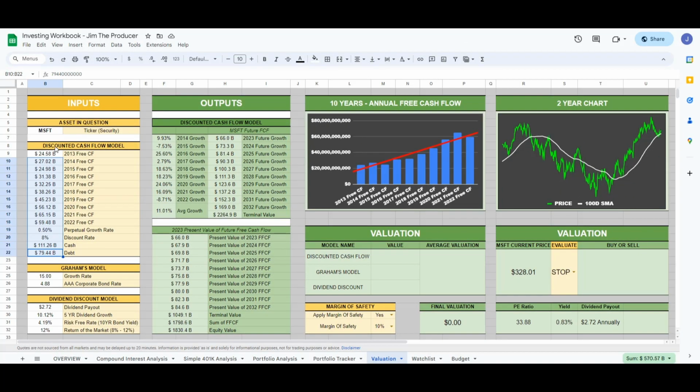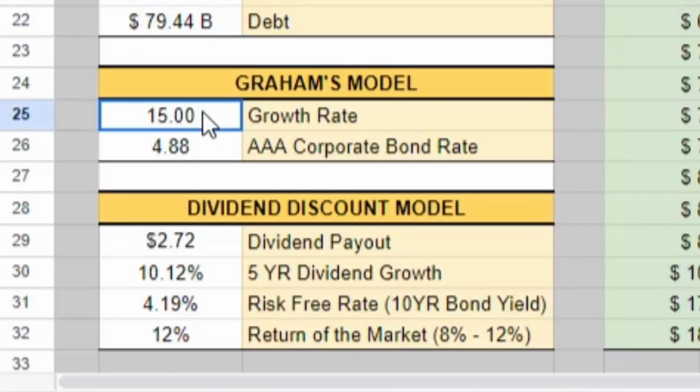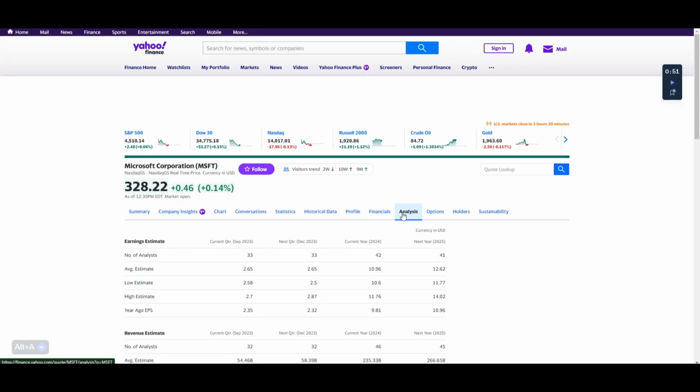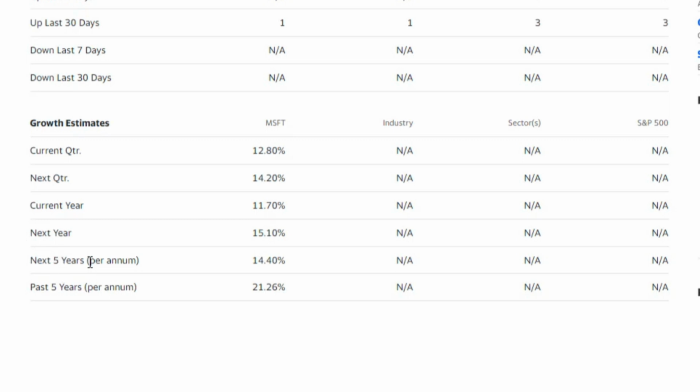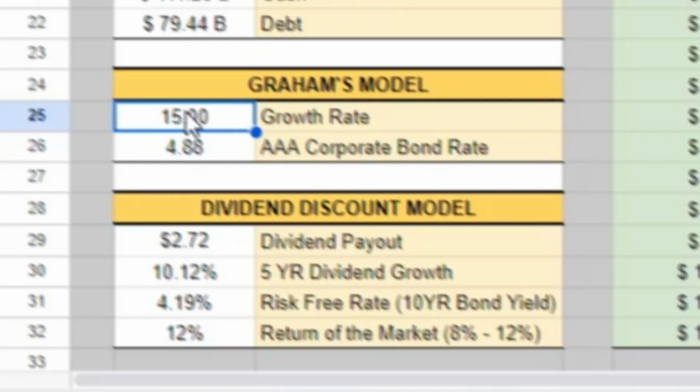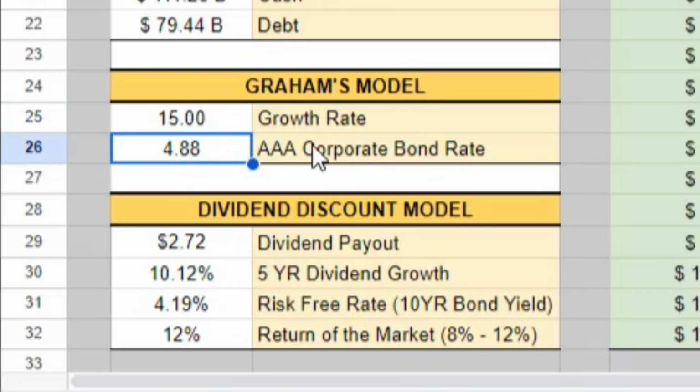So now that we have all the numbers in for the discounted cash flow model, Graham's model, the analysts are expecting Microsoft to grow at around 15% over the next 5 to 10 years. You can find this figure over on Yahoo Finance. Coming over on Yahoo Finance under the analysis tab, you can find the next 5 years at around 14.4%, where the past 5 years have been around 21%. So we put 15% for Graham's model. The AAA corporate bond rate is a quick Google search.